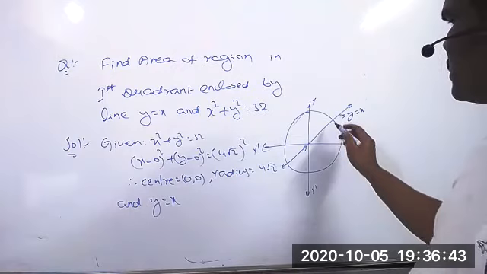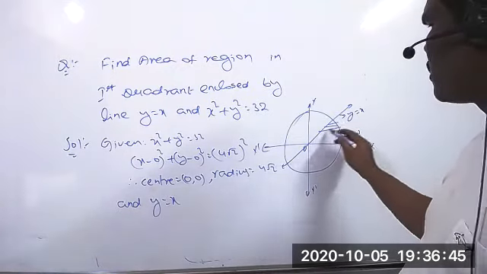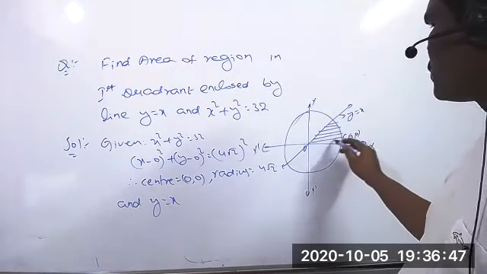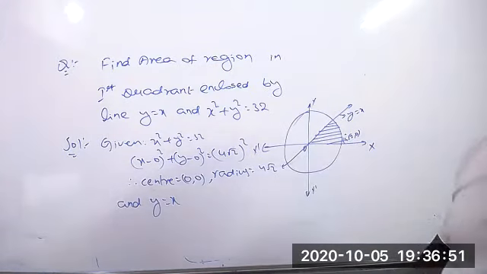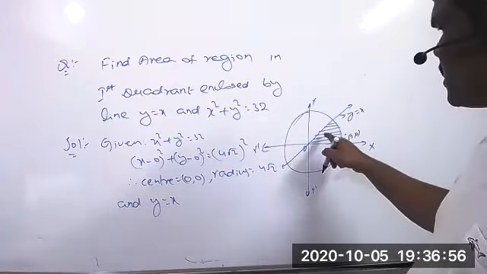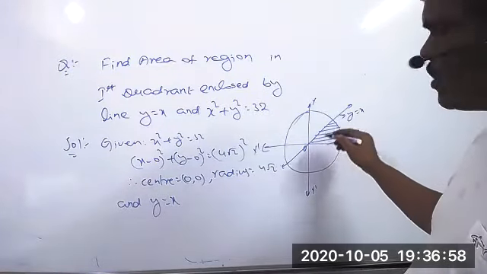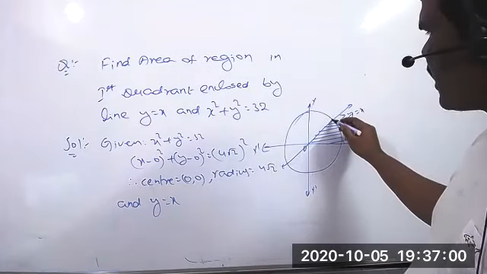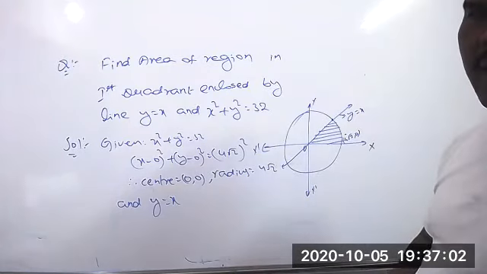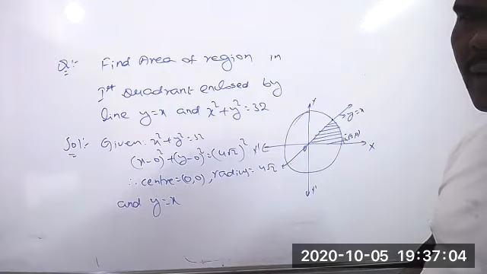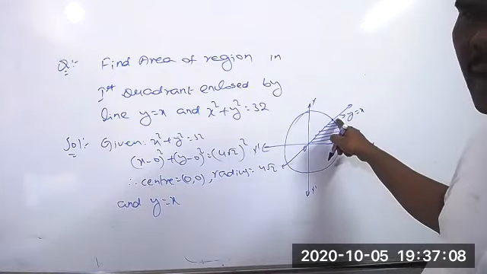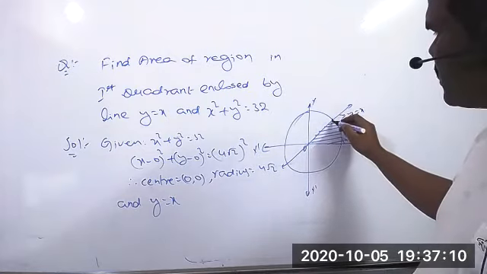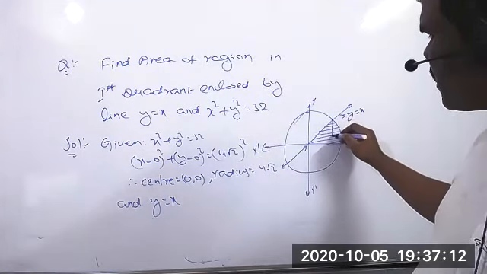Now we have to find this area, enclosed in the first quadrant. Here also same thing only. We have to find this area, where one line is there and one circle is there. So first we have to find the point of intersection of the circle and line. After finding the point of intersection of line and circle, from this point you can draw one line perpendicular to the x-axis.